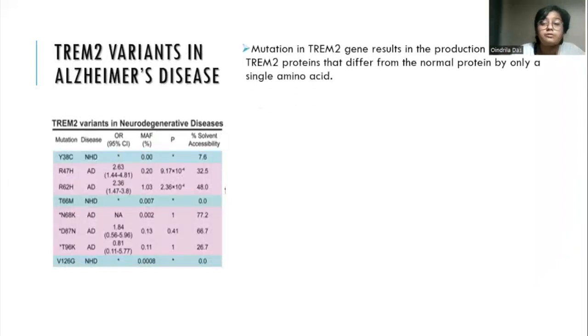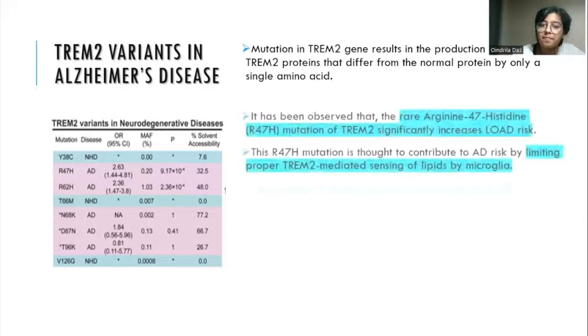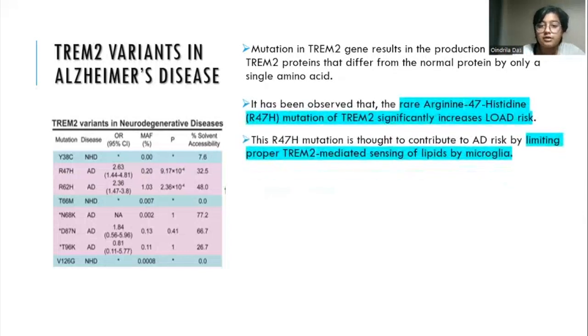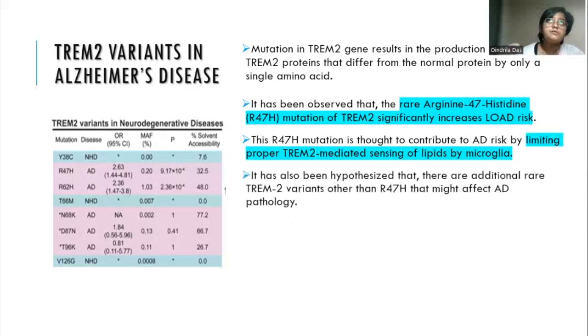Mutations in the TREM2 gene result in the production of mutant TREM2 proteins that differ from normal proteins only by a single amino acid. It has been observed that the R47H mutation of TREM2 significantly increases the risk of late-onset Alzheimer's, and it is shown to limit TREM2-mediated sensing of lipids in microglia. It has also been hypothesized that apart from the R47H mutation, there might be other mutations involved in Alzheimer's pathogenesis.